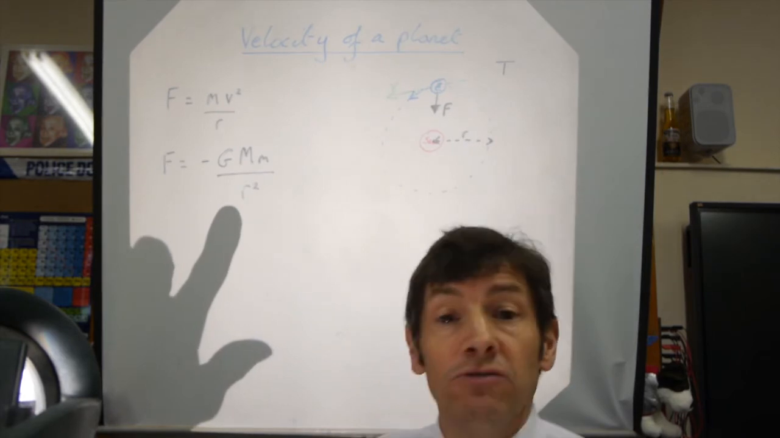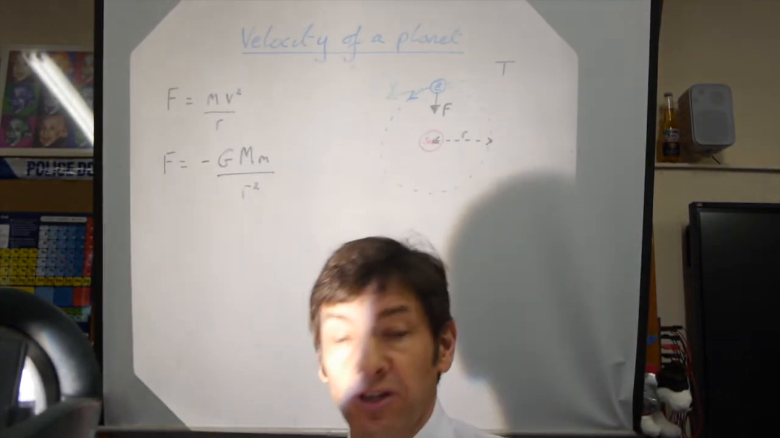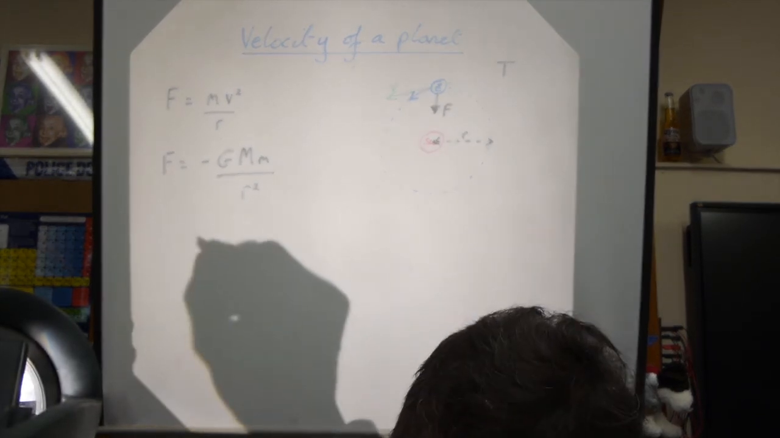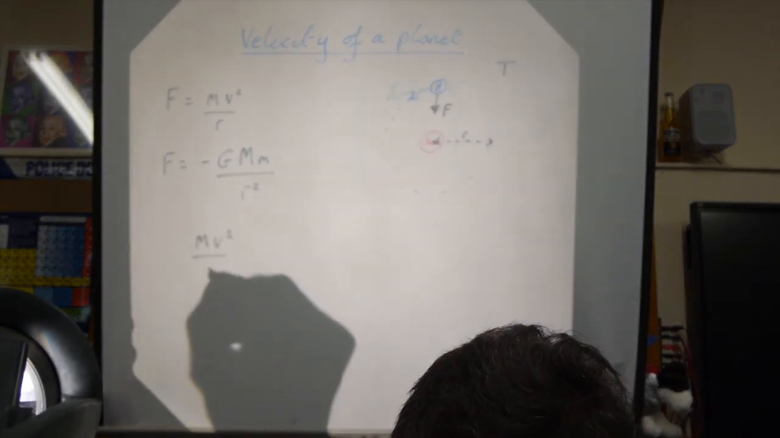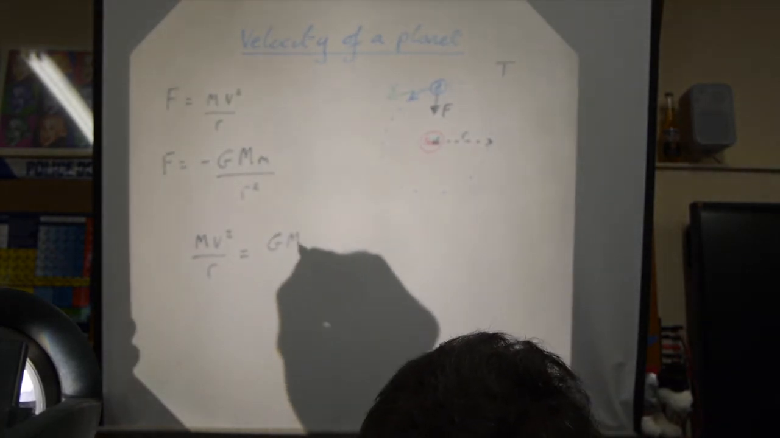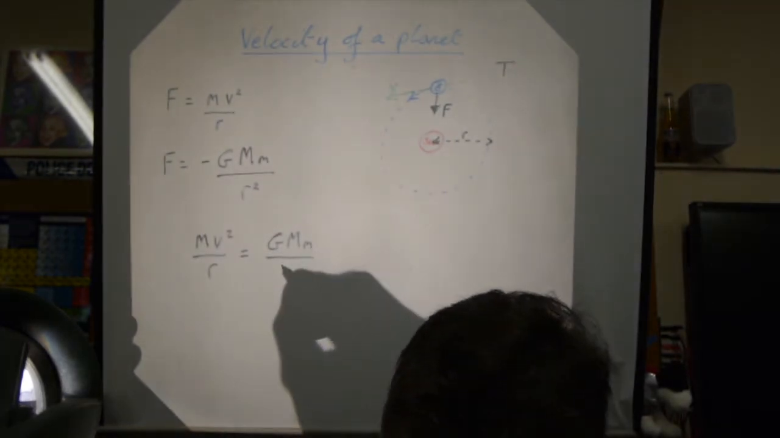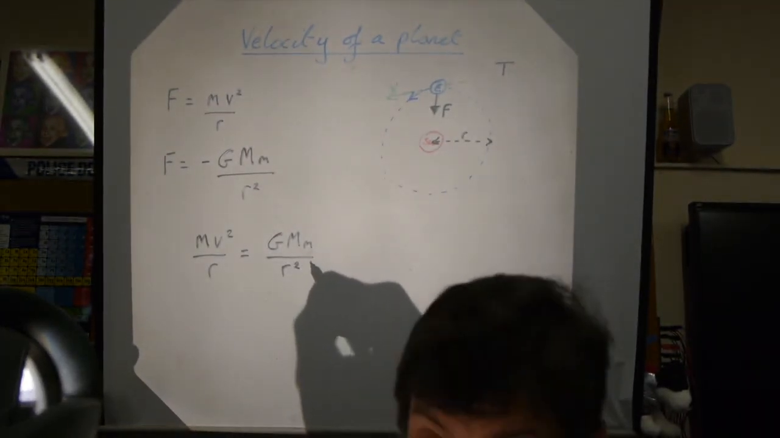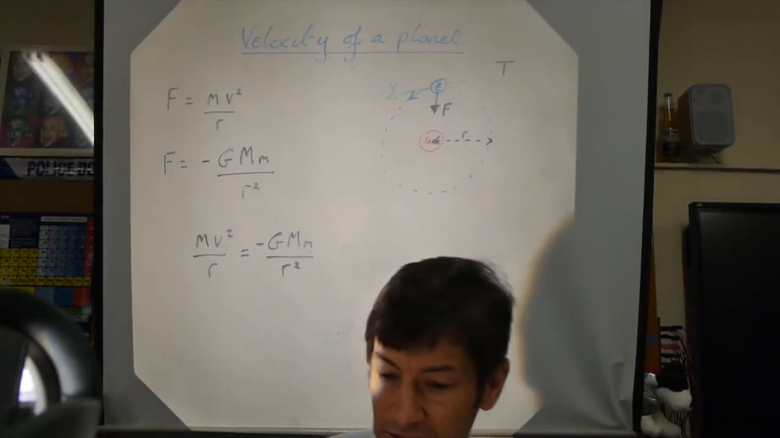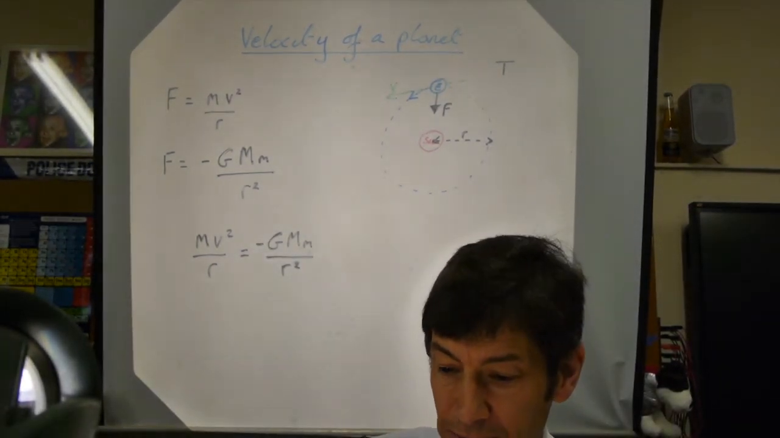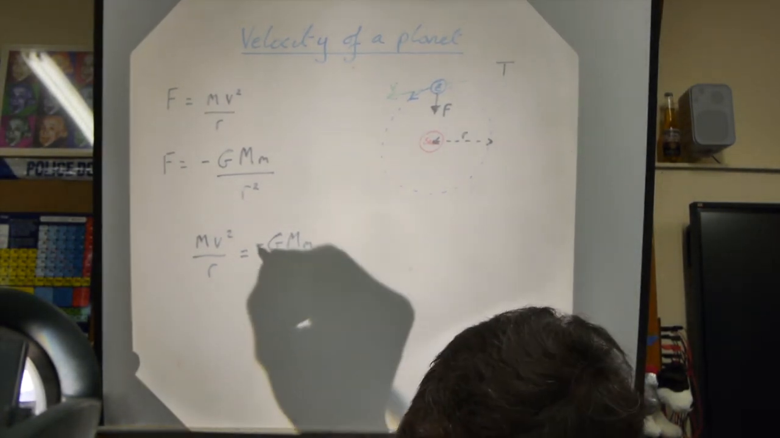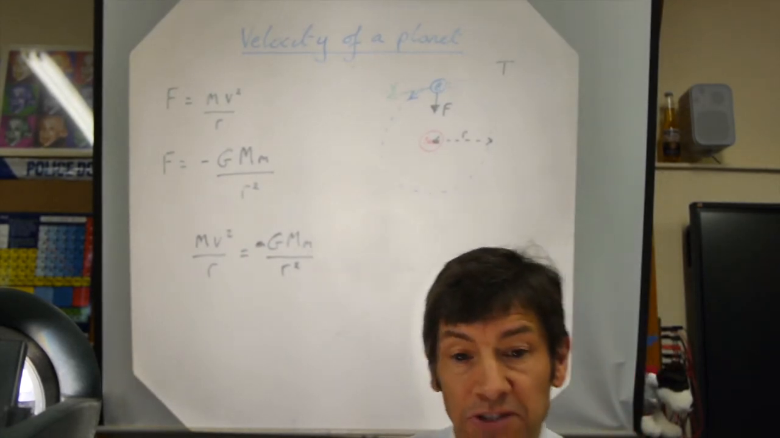Or if you know Newton's laws and you know those values, you can use that formula to get the same answer. So mv squared upon r is the same as minus GMm upon r squared. I'll put the minus in there for the sake of the vector nature, but it doesn't really matter because we've got an r here as well. So let's get rid of that to keep it simple.